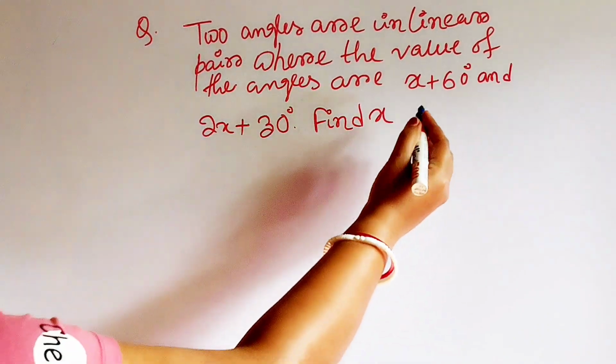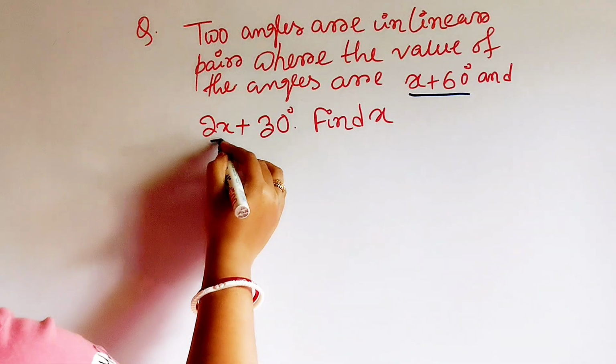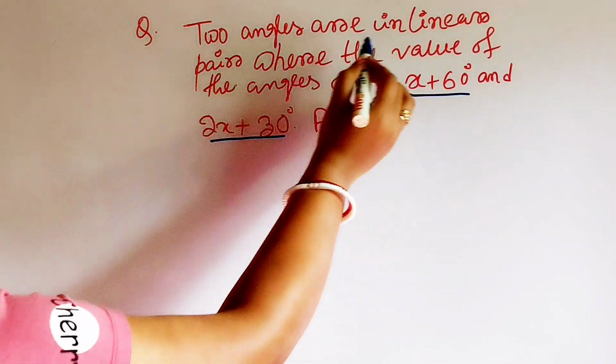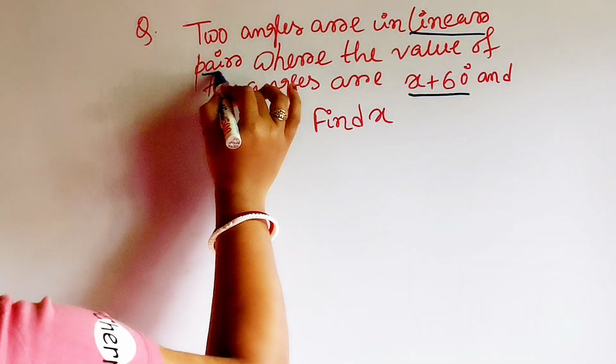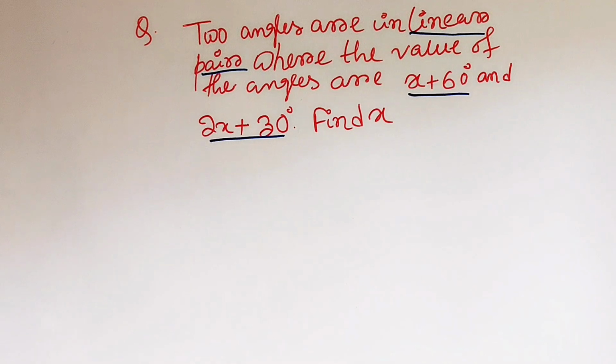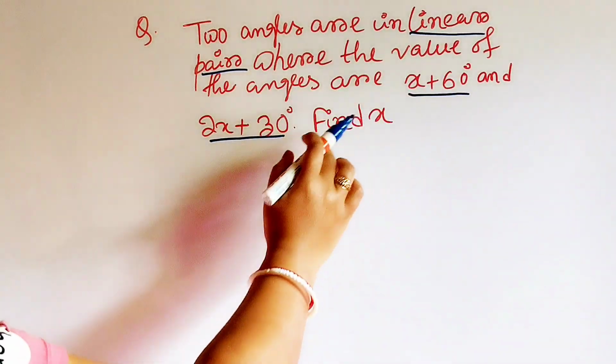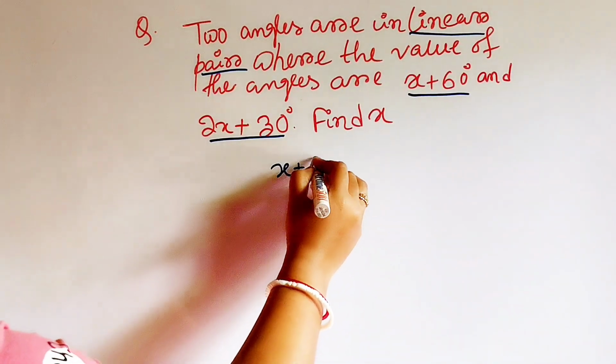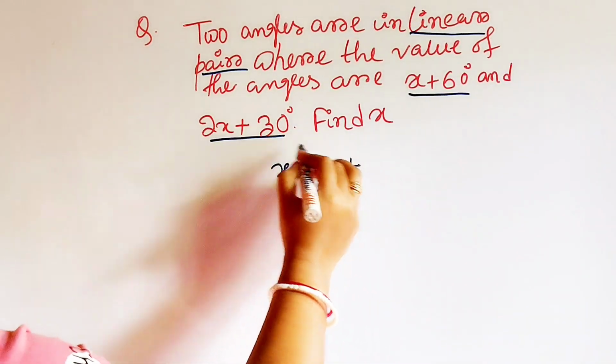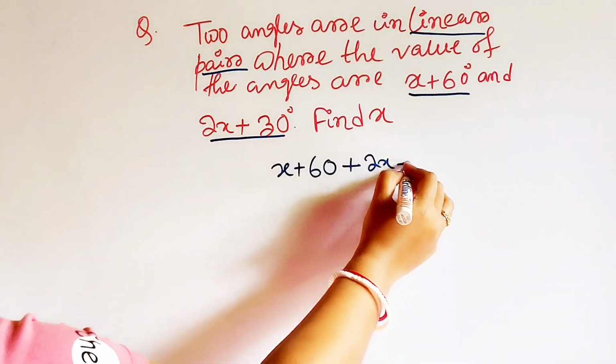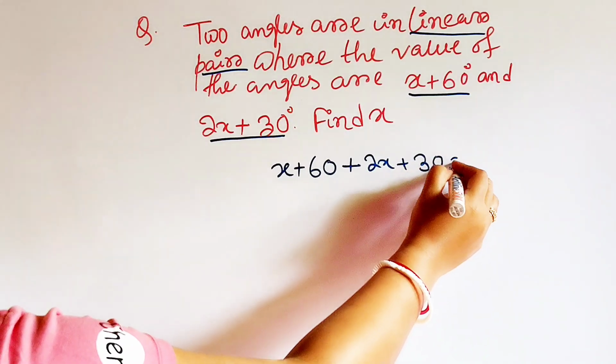In the previous question one angle was given, but here two angles are given in the form of x. So how can you find? Not basically three conditions. One condition is sufficient, that is linear pair, and the two values are important. x plus 60 degree and 2x plus 30 degree are two angles.